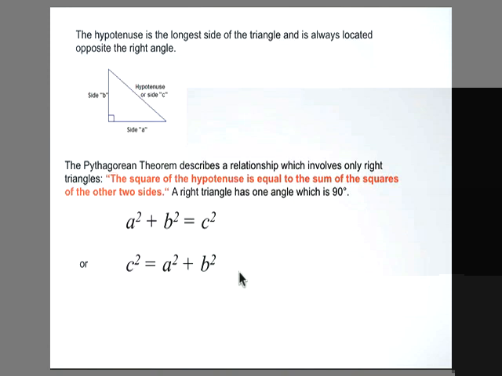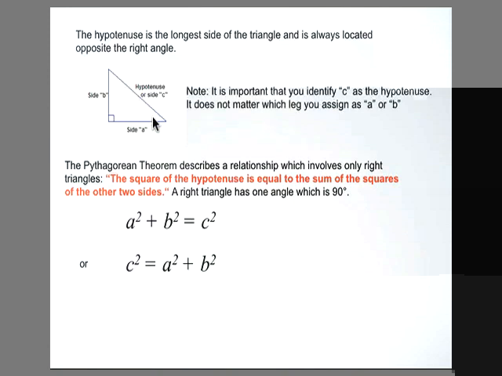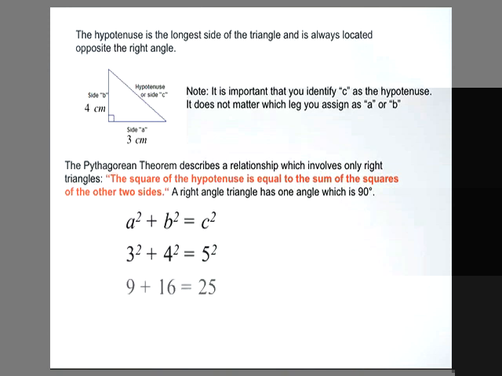Now, an important thing to note here is that it's important that you identify the hypotenuse as c. And it doesn't matter which side you identify as a or b. We can interchange a and b. It doesn't matter which we assign. And just to show you how this works, what we're going to do is sub in for side b equal to 4 and side a equal to 3. And so when we do that, we get 3 squared plus 4 squared equals 5 squared. And 3 squared is 9, 4 squared is 16, and 5 squared is 25. 9 plus 16 is equal to 25.